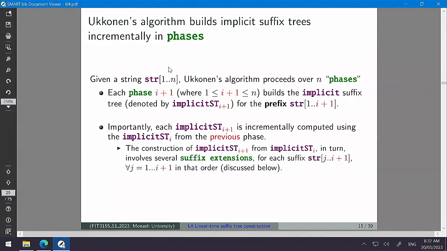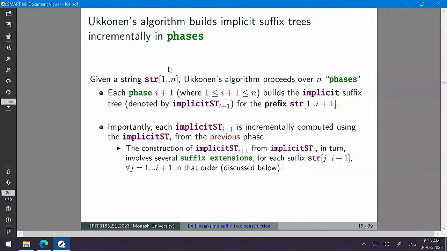Now, if I add a new letter I plus 1, do you see that by the definition of the implicit suffix tree I plus 1, it contains all suffixes of the prefix 1 to I plus 1, which means it will contain I plus 1 by itself. So adding one extra character, I plus 1. You understand what I'm trying to do here? This is basically a suffix of the prefix 1 to I plus 1. The suffixes of the prefix 1 to I plus 1 are 2 to I plus 1, 3 to I plus 1, 4 to I plus 1, all the way to I plus 1 to I plus 1.